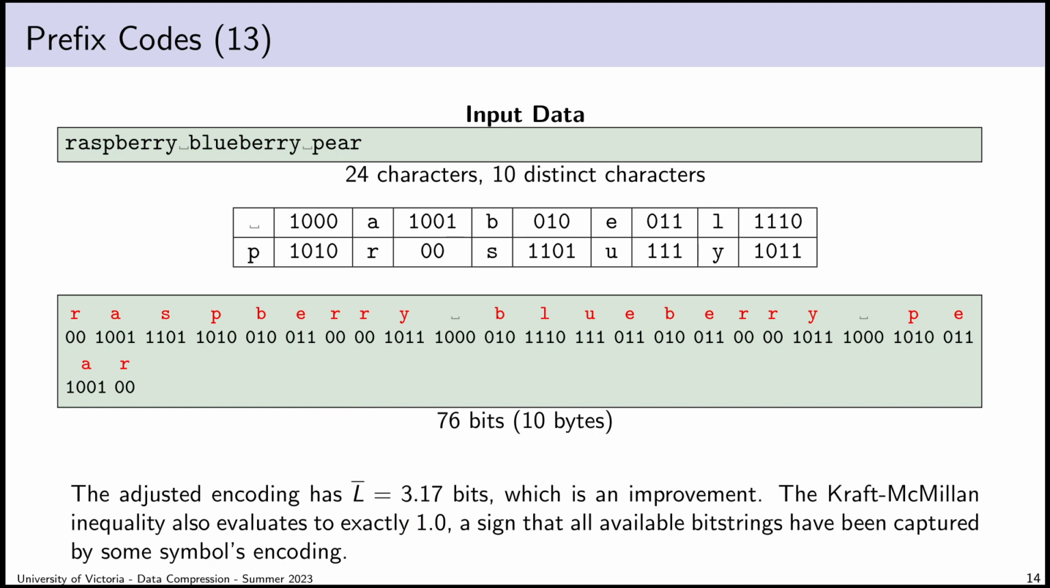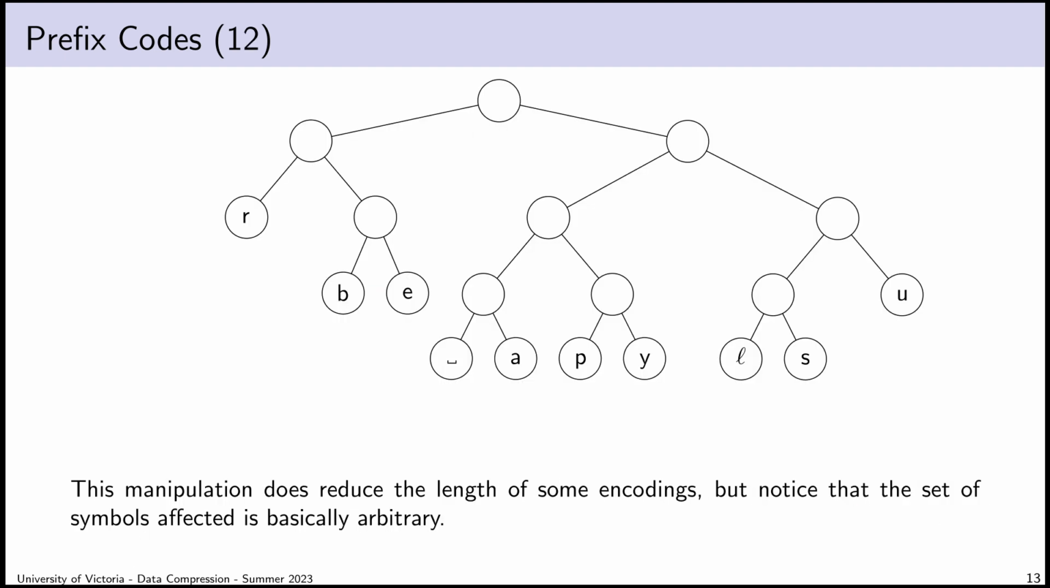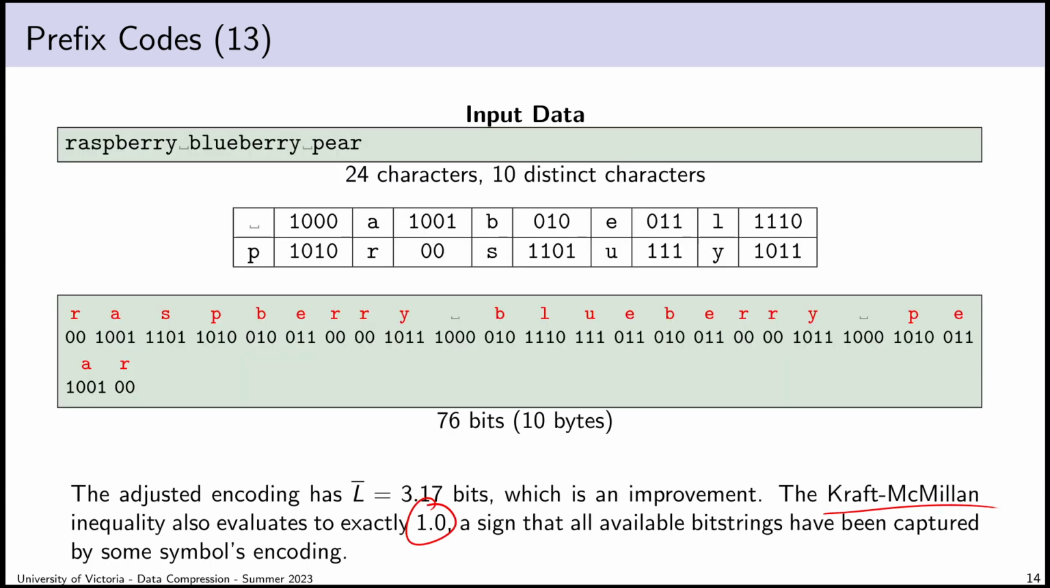And as it turns out, the Kraft-McMillan inequality now evaluates to exactly 1.0. So I am capturing all available bit strings, as evidenced by the fact that if I look anywhere in this tree, there is nowhere else I can add a leaf without violating the prefix-free condition. Okay, great. So apparently there's no more obvious inefficiency, at least in terms of the number of bit strings that are being captured as measured by this inequality.